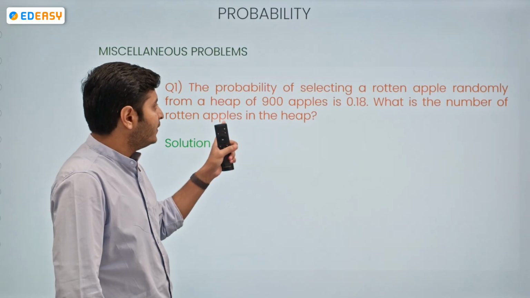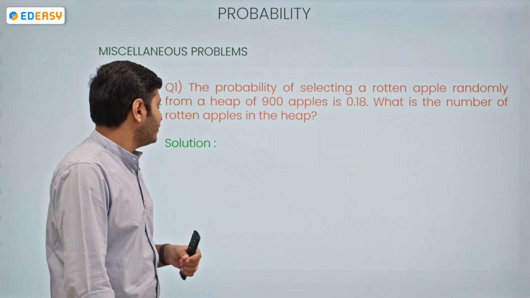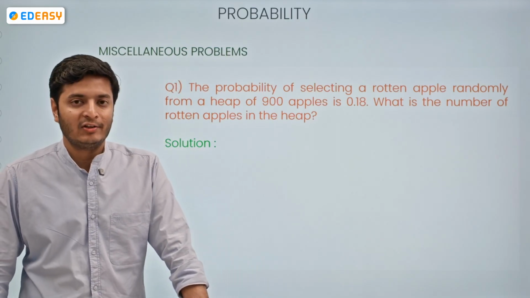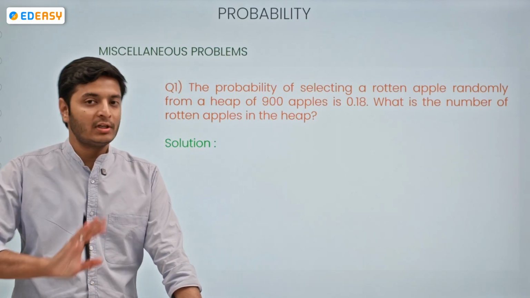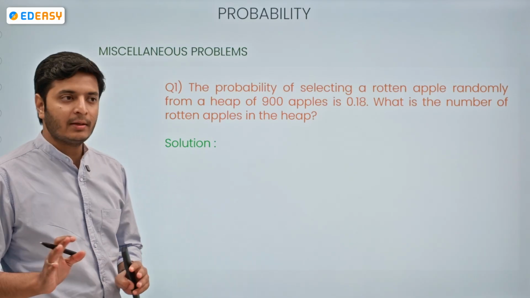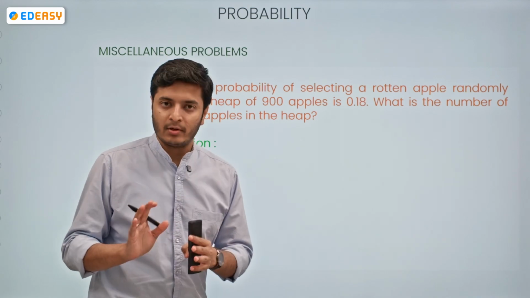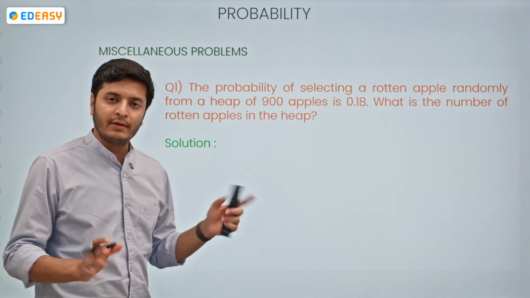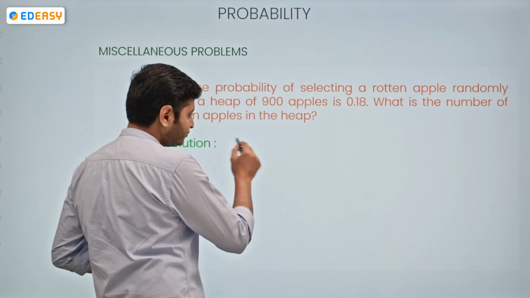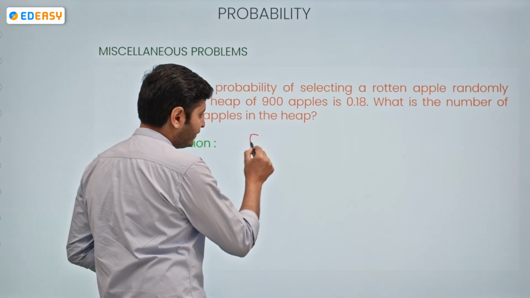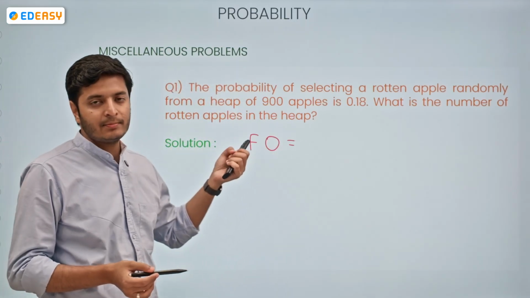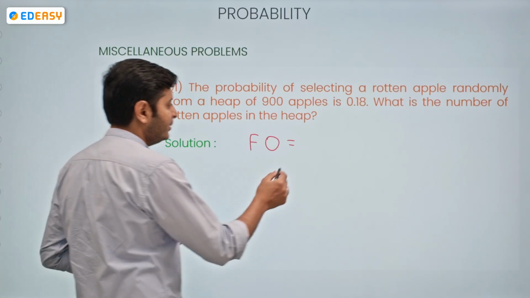So now we need to find the total number of rotten apples. Here in the problem, they have given us the probability of getting a rotten apple and the total number of apples. So we need to find the total number of rotten apples. We are gonna apply the same formula, the same way, and then we are gonna find our answer. So first thing first, suppose I consider the total number of favorable outcomes, getting a rotten apple in the heap, to be x.